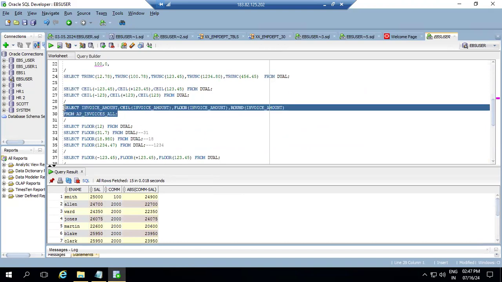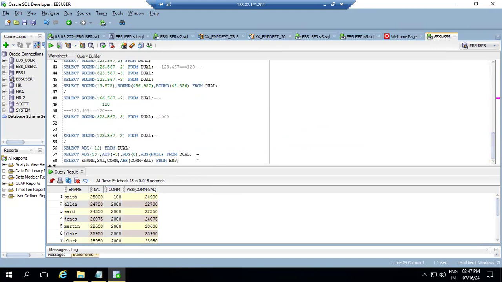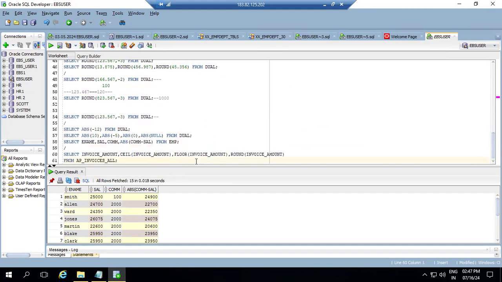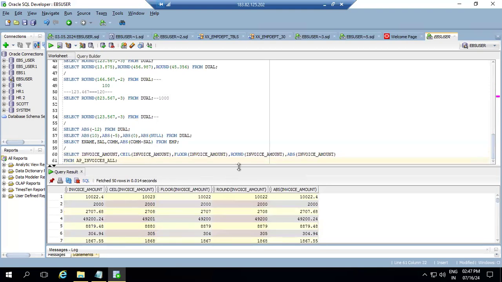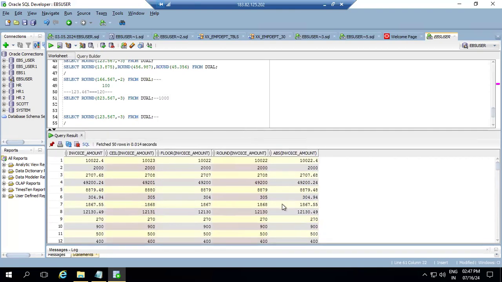In this, we have a decimal value, right? We just copy this. So how to use the ABS here? We have taken only one column, the invoice underscore amount column. We just consider this same column, where we are using multiple functionalities. In this set, we are adding the ABS function. What happens with the ABS here?